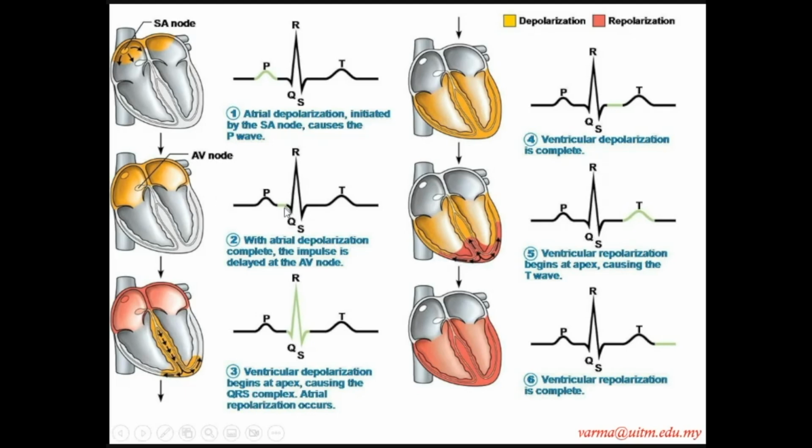Next, the AV node sends the impulse via the bundle of His to the interventricular septum. It goes through the interventricular septum, and then you have the QRS complex. Ventricular depolarization begins at the apex, causing the QRS complex. At this point, atrial repolarization is occurring, but it is masked by the ventricular depolarization. So the ECG is only capturing the bigger impulse. In the red color you can see the atria undergoing repolarization, meaning they are going into diastole now. The ventricle is undergoing systole.